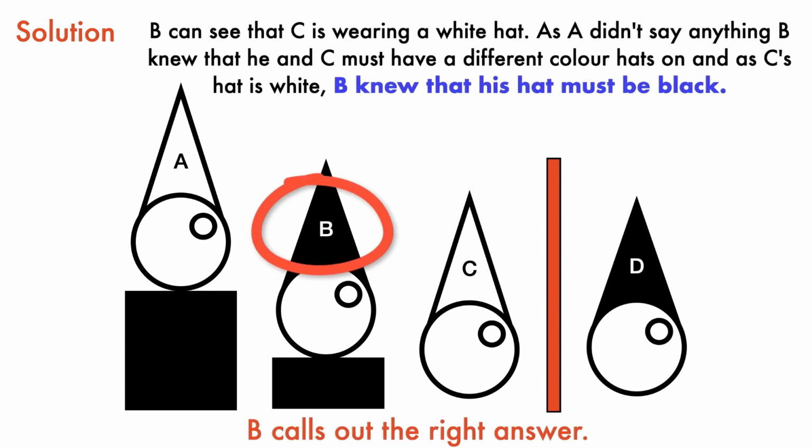You can see that C is wearing a white hat. If B was wearing a white hat too, then A would have seen 2 white hats and would have known that his hat was black. As A didn't say anything, B knew that he and C must have different color hats on, and as C's hat is white, B knew that his hat must be black. Through this logical approach, prisoner B was able to answer the right hat color, and all 4 prisoners will be freed.